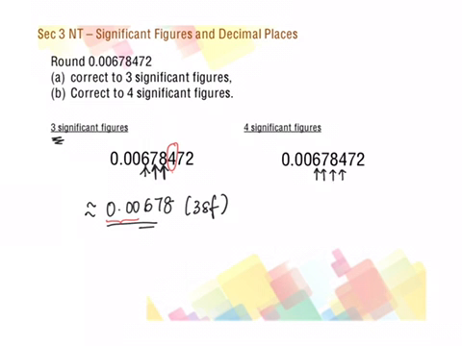In order to round it off to 4 significant figures, I need to look at the fifth sig fig, which is the number 7. But since 7 is already more than 5, I will need to round up the fourth significant figure, and therefore we will be getting 0.00678 to 4SF.